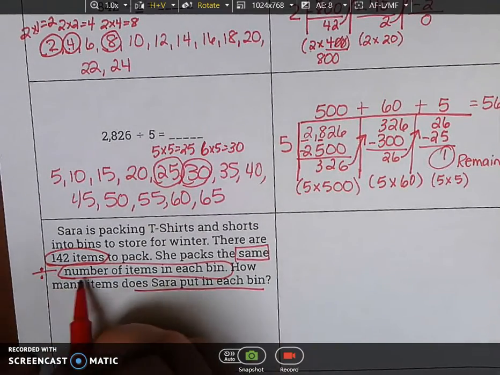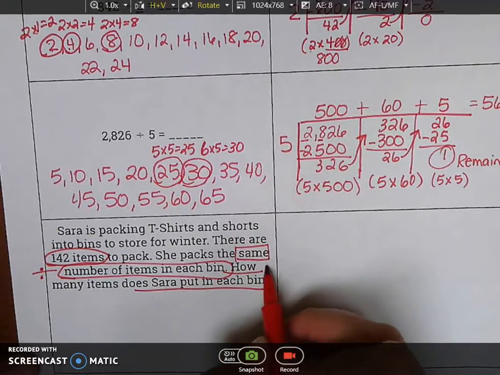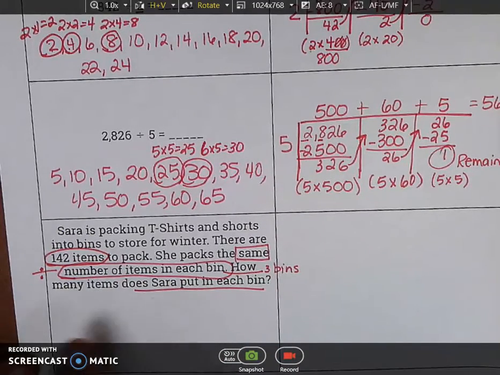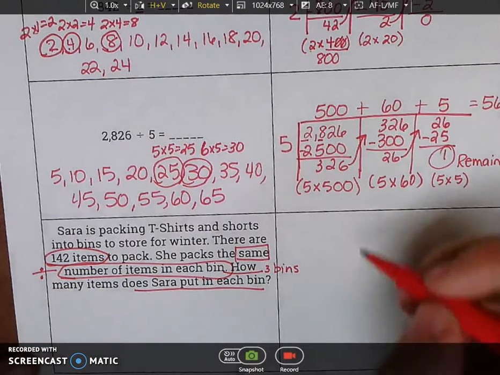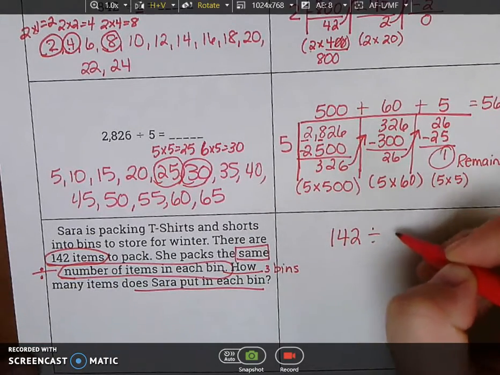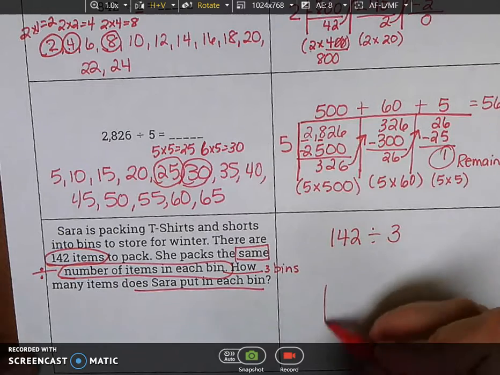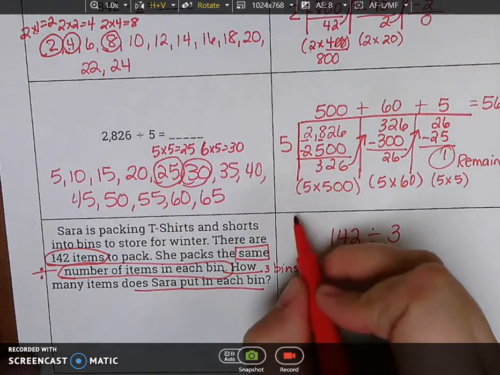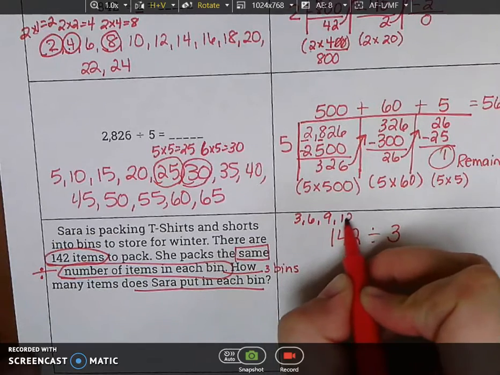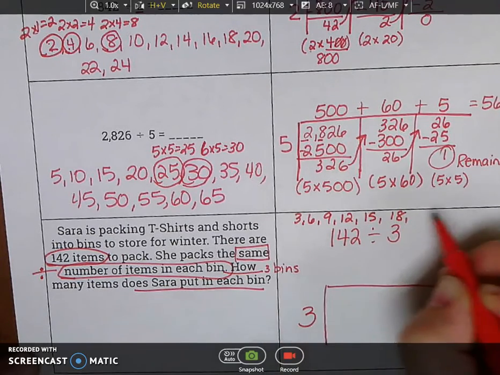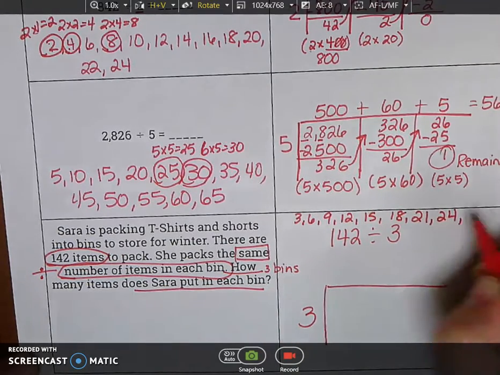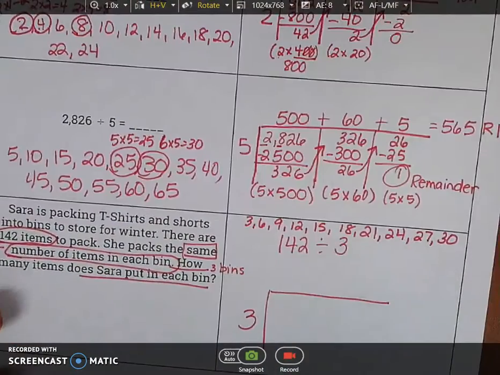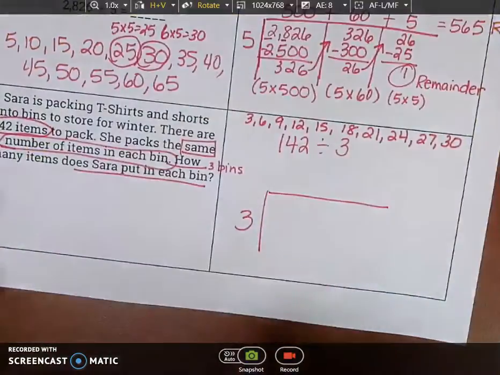So she packs the same number of items into each bin, and we're going to say that there are 3 bins. So we want to figure out how many items she puts into each bin. So we're going to do 142 divided by 3. Again, I'm going to have my divisor on the outside here. I want to list my multiples of 3. We're going to stop at about 30 there. Oh, and I can scoot that down here so we can see.